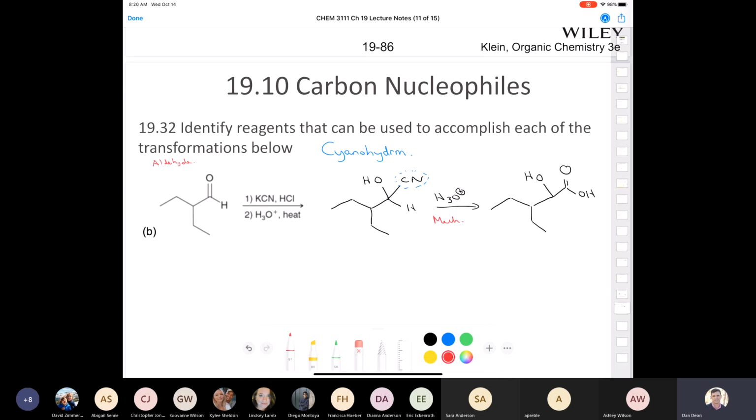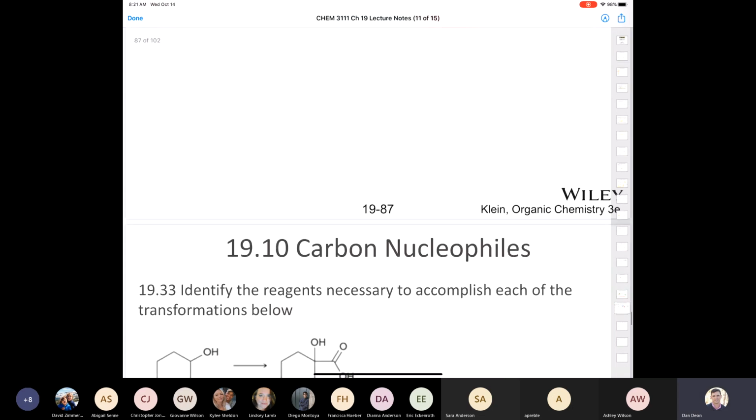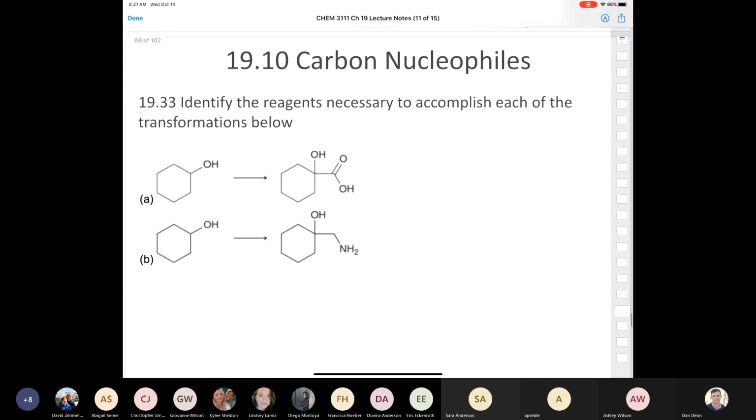The mechanism for this is going to be covered in chapter 20. So if you're wondering what the mechanism is, you could either wait until we look at it in the next chapter, or you could go ahead and look ahead in the book. It's the land of the free. Let's take a look at another problem. Now we're just doing some good practice. Identify the reagents necessary to accomplish each of the transformations below.